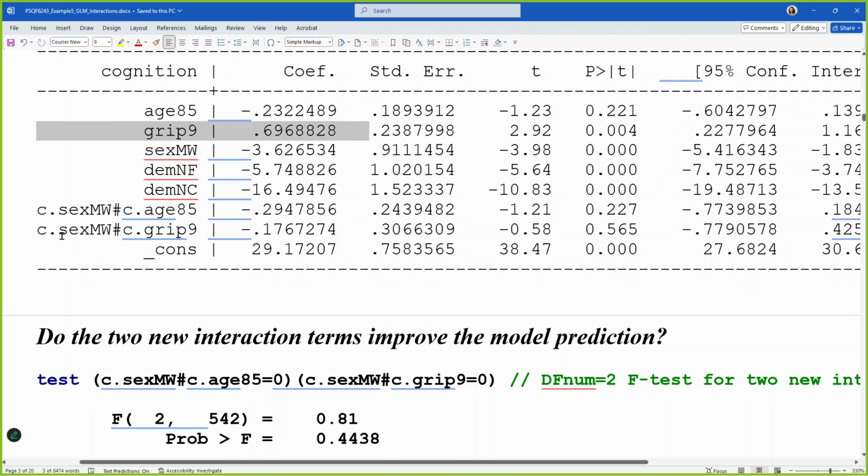Which pattern is this? Grip in men is a slope of 0.7. What happens to it in women? Negative interaction. Yeah, it's weaker. This is a less negative. The signs are opposite. Less positive.